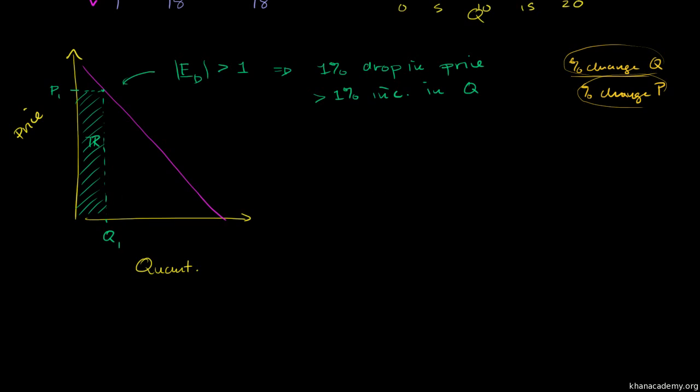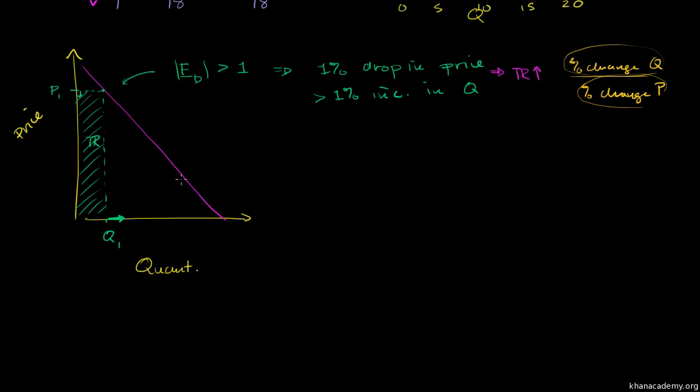So if we have a 1% drop in price, the change in our quantity is going to be greater than 1%. And so for this point right over here, if we lower this by 1%, we're going to increase this by more than 1%. So any reduction in our height will be more than made up for, and this is generally the case, by an increase in our width. So total revenue will increase. So when price drops, so a 1% drop in price and a larger than 1% increase in quantity means that total revenue will go up.